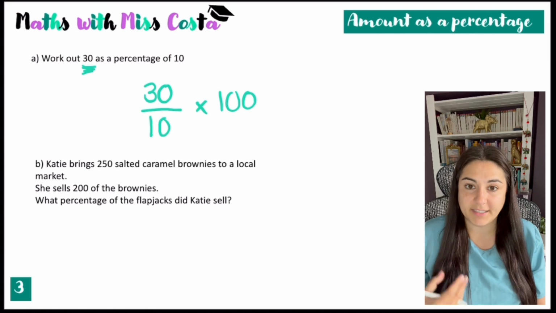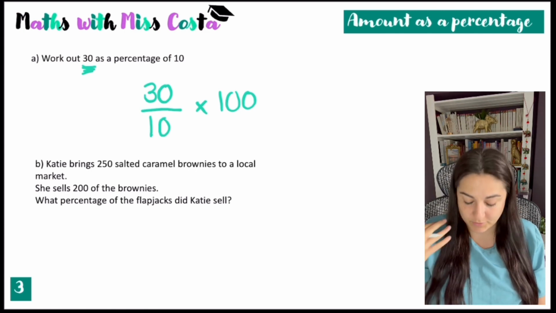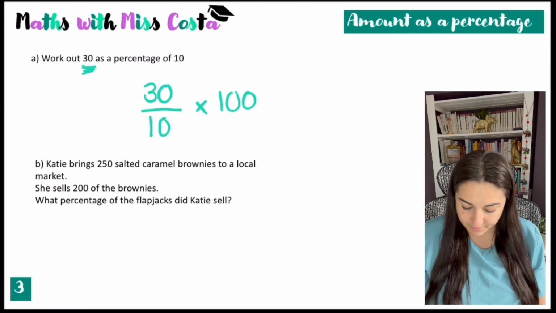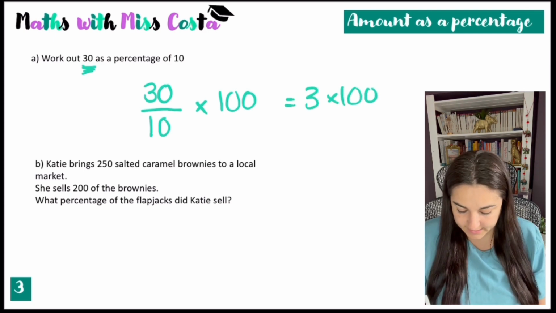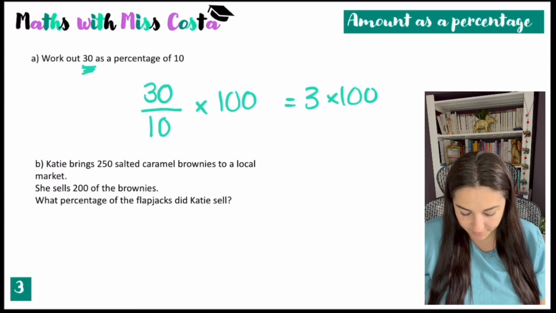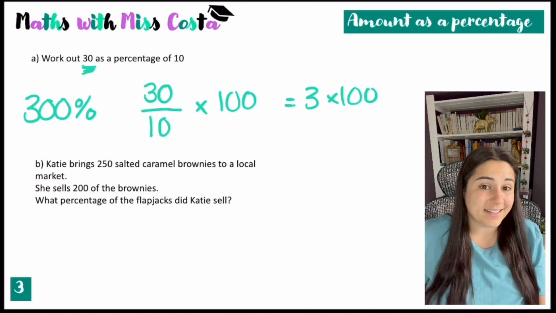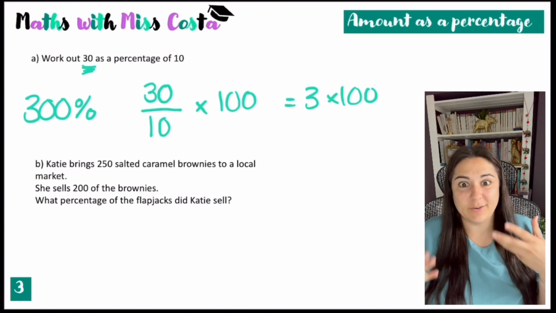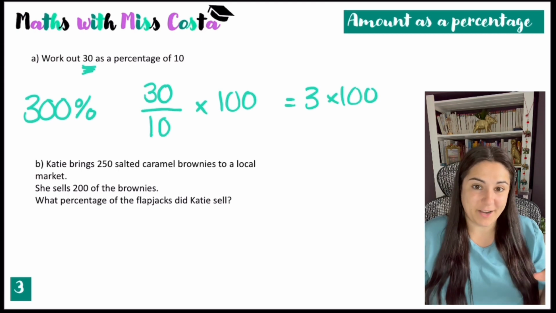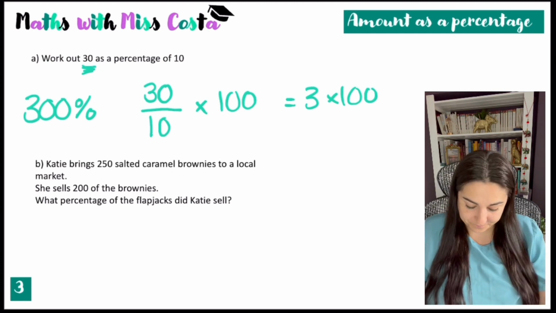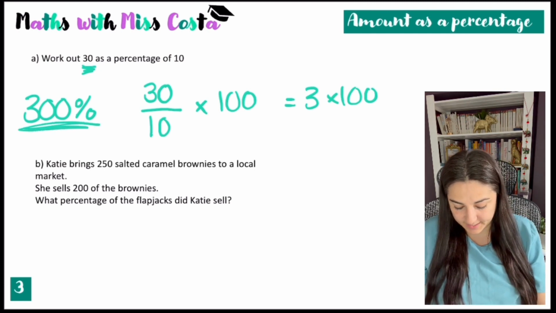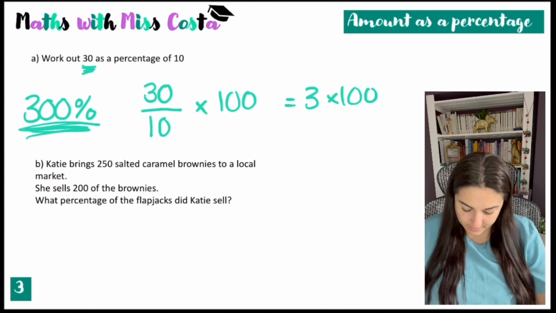Whenever you're trying to write something as a percentage of something else, you write it over the total and you multiply it by 100. So 30 divided by 10 is 3. 3 times 100 is 300. So 30 is 300% of 10. And that makes sense because 3 lots of 10 is 30. And if 10 represents 100%, 30 would represent 300%. So 30 as a percentage of 10 is 300%.